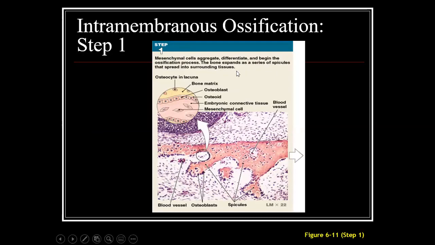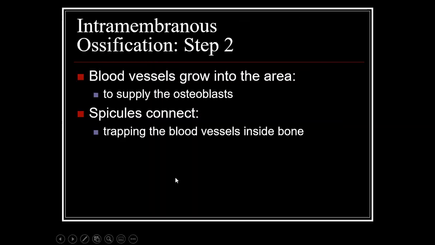The bone expands as a series of spicules that spread into the surrounding tissues. So you have the aggregating mesenchymal cells that will differentiate into an osteoblast. They start to deposit what will be the matrix of the bone, and they do it in these projections, which they call spicules here. And look, there's a blood vessel, and here's your osteoblasts forming all around the edge here. And here's a blood vessel, see that there? So none of this is actually bone yet.